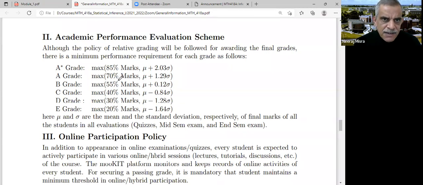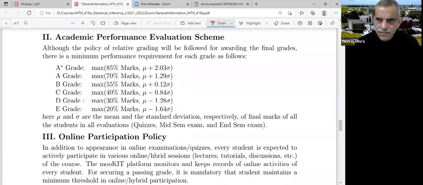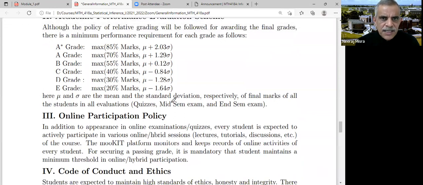Similarly, for A grade, you should have a minimum of 70% or mu plus 1.2 sigma. B grade, minimum of 55%, and mu plus 0.2 sigma. C grade minimum of 40% and mu minus 0.84 sigma. Similarly, D grade minimum of 30% and mu minus 1.2 sigma. E grade minimum of 20% and mu minus 1.64 sigma. Here, mu and sigma are the mean and standard deviation respectively of final marks of all students.